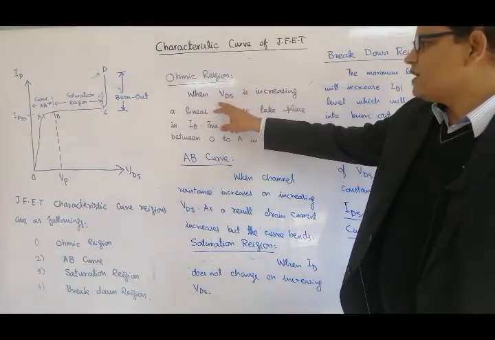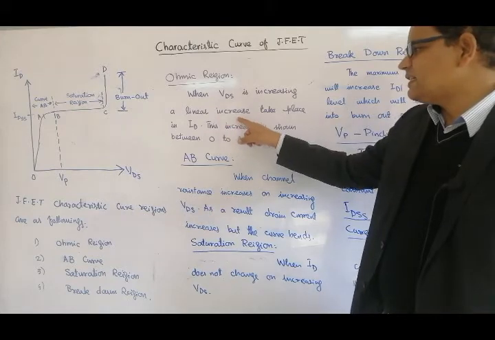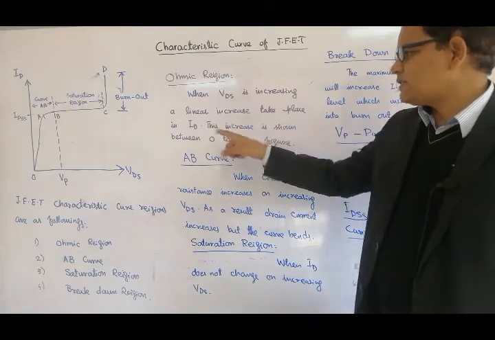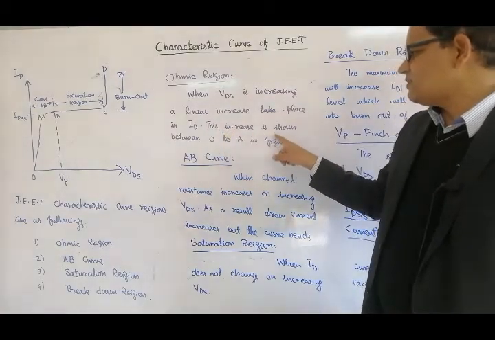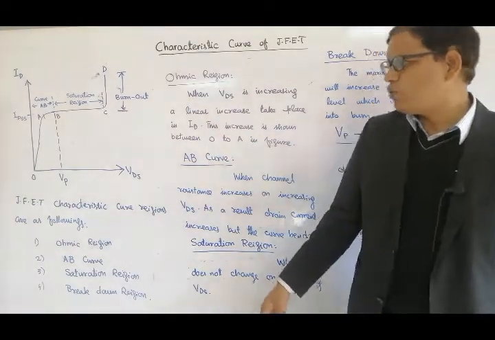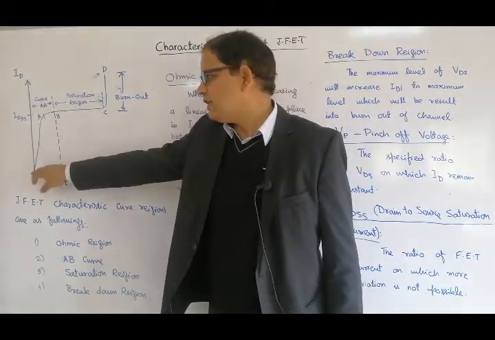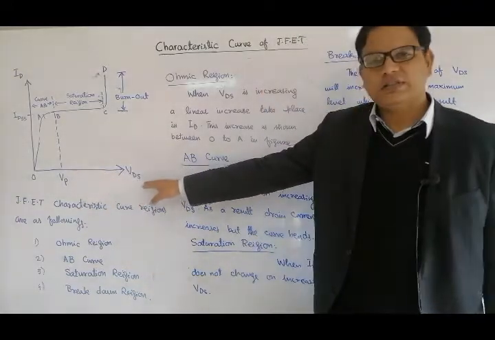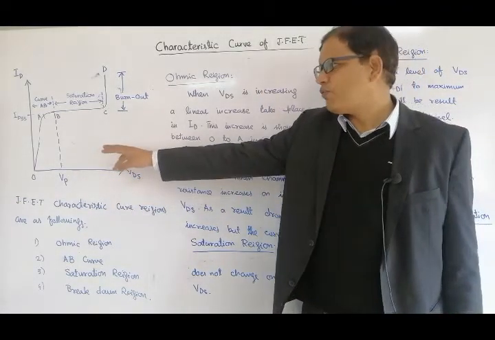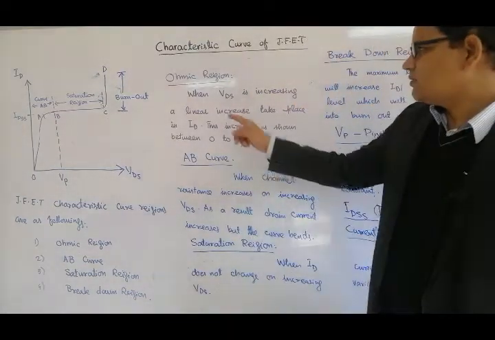Ohmic region. When VDS is increasing, a linear increase takes place in ID, that is the drain current. This increase is shown between point O and point A. This is a linear increase when the drain to source voltage is increasing. From this point to this point, before the bending, is known as the ohmic region.